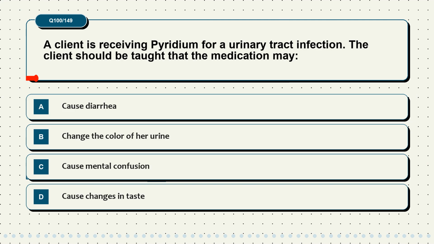Question 100. A client is receiving pyridium for a urinary tract infection. The client should be taught that the medication may. Here are the options. Option A. Cause diarrhea. Option B. Change the color of her urine. Option C. Cause mental confusion. Option D. Cause changes in taste.